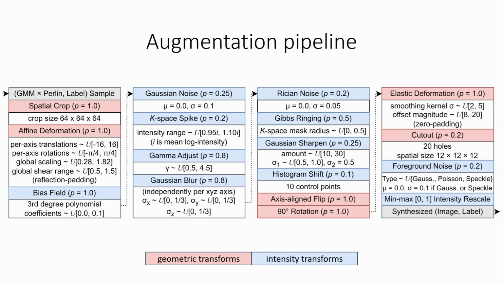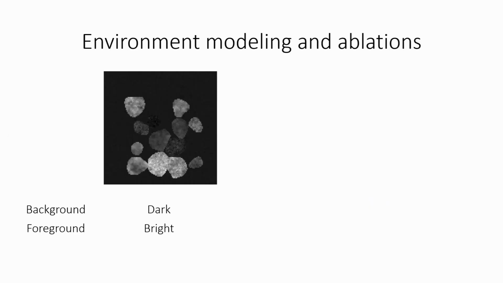Our augmentation pipeline uses both geometric transforms shown in pink and intensity transforms shown in blue. It uses a wide variety of imaging physics simulators, and its order of application and each of its components' hyperparameters is handcrafted in such a way to generate useful training images. For more details about these decisions, please see the paper.